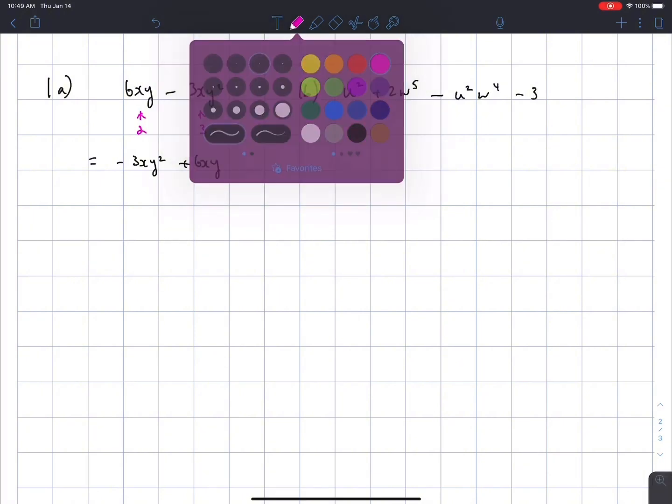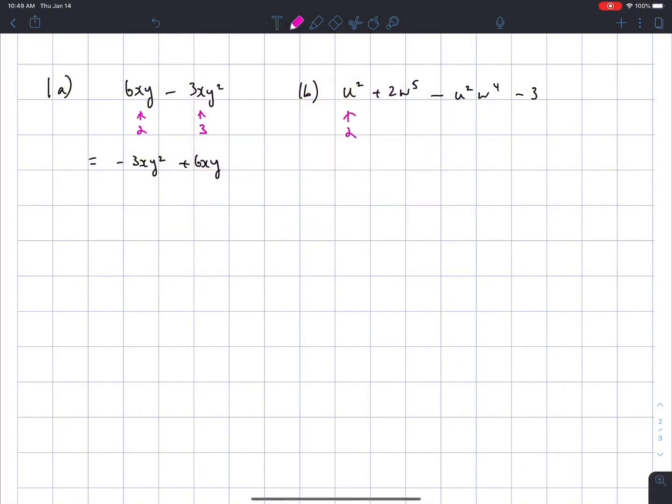So again, I need to write down the degree first. This one is just 2 u squared. This one is w to the power 5, so the degree is 5. This one we have u squared w4, so we add the exponent. 2 plus 4 is 6. And this one has no variable, so the degree will be 0. Once again, we want to have the highest degree term going first.